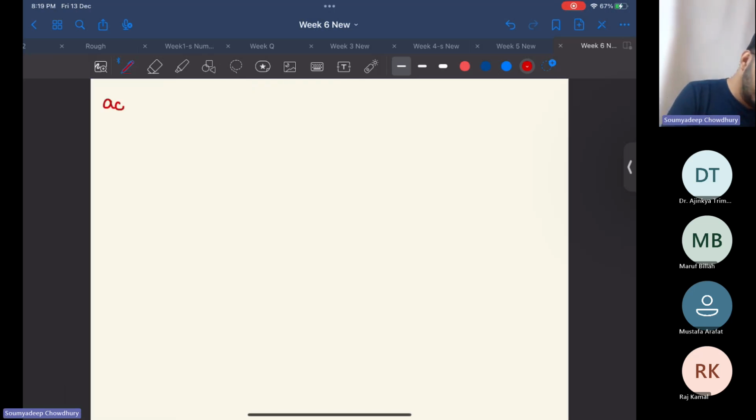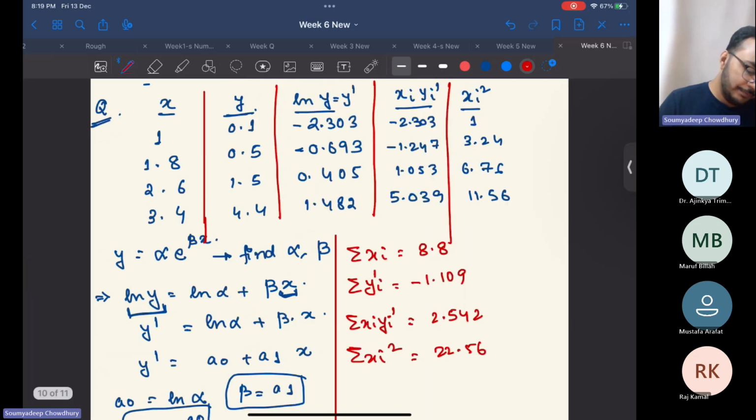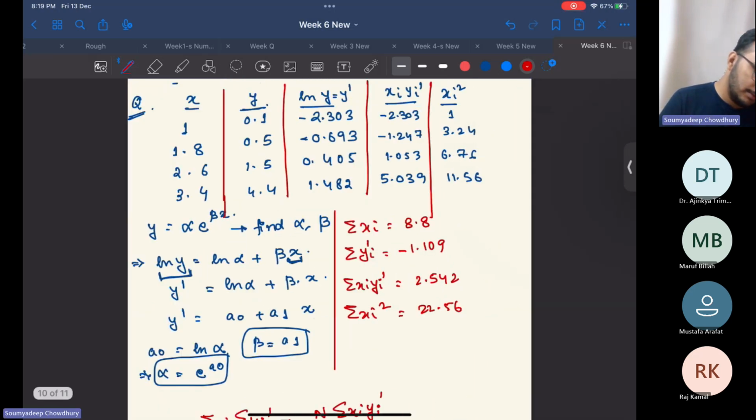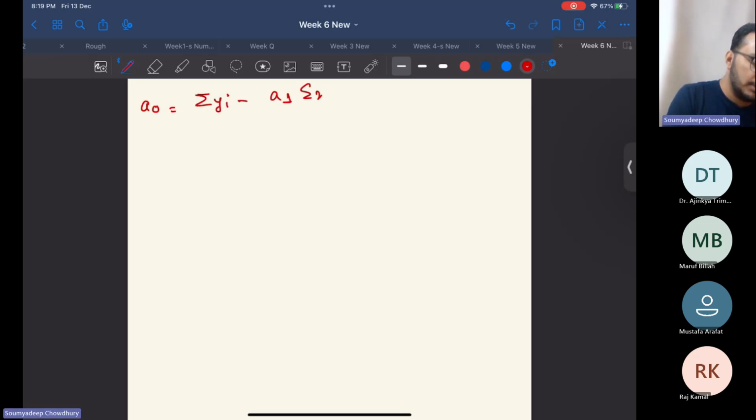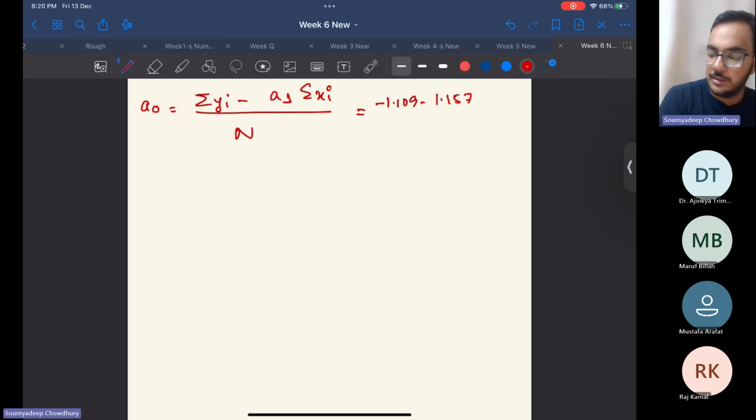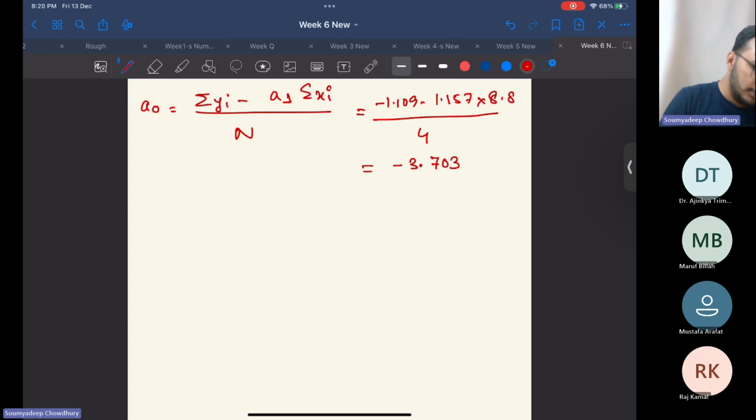Similarly, if you find a naught, what's the formula? Summation yi minus a1 summation xi, divided by n. So summation yi is how much? Minus 1.109, minus 1.157, that is a1, times summation xi, which is 8.8, upon 4. If you substitute this, it comes around minus 3.703. So your a naught is minus 3.703, and a1 is 1.157.